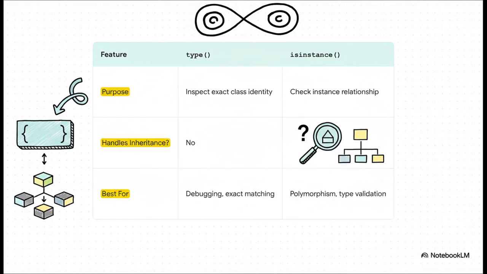So, here's the bottom line. You should use type when you absolutely must know the exact class of an object, which is mostly for debugging. But for almost everything else, when you just want to know if an object fits into a certain category, isinstance is always the right tool for the job.